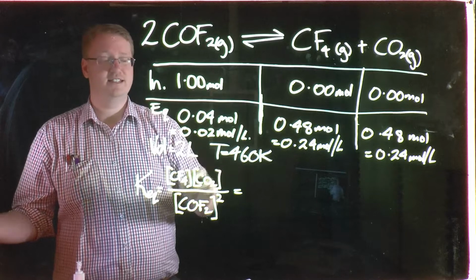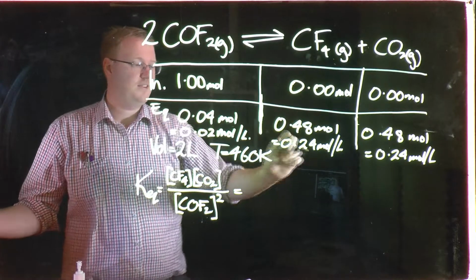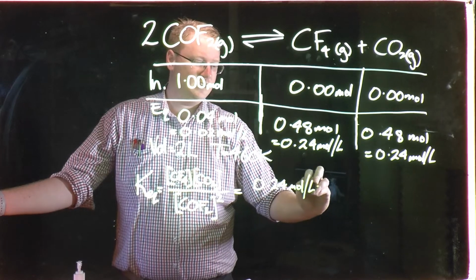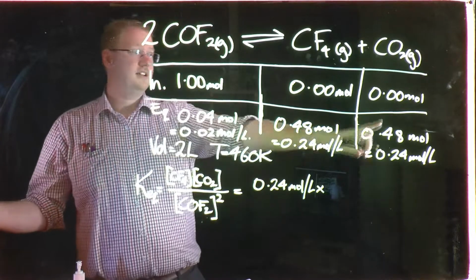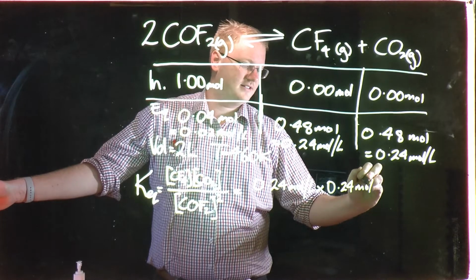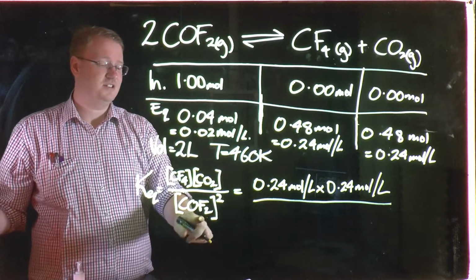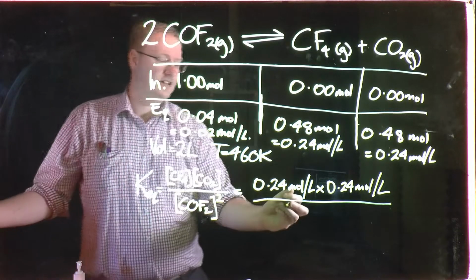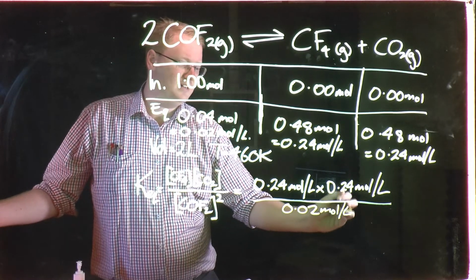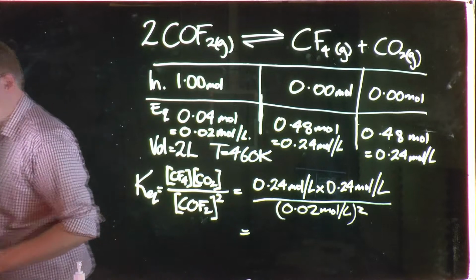Let's start substituting in these concentrations. Carbon tetrafluoride, we've got 0.24 moles per litre, multiplied by the carbon dioxide, 0.24 moles per litre, divided all through by the concentration of carbon-oxygen fluoride squared, 0.02 moles per litre squared. Let me just grab my calculator.